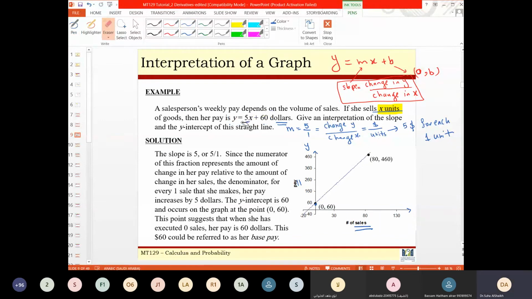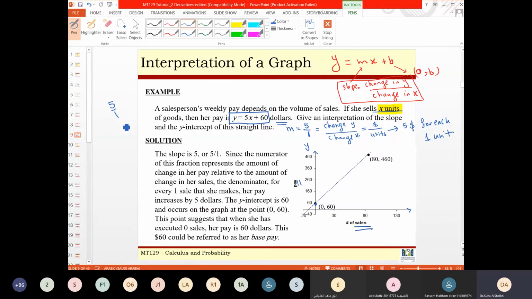5 is 5 over 1. Why do I make it like 5 over 1? Because I'm talking about slope, which is change in y over change in x. But I have to have a number on the bottom to compare with. It's 5 over 1. The 5 by itself means 5 over 1.